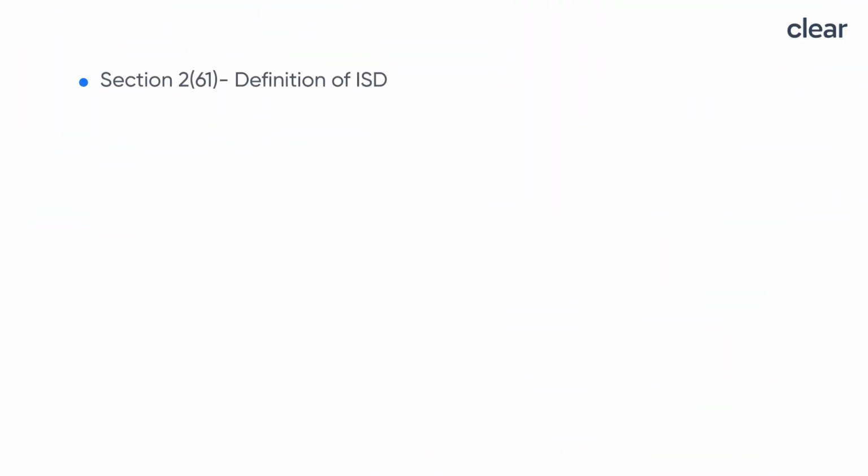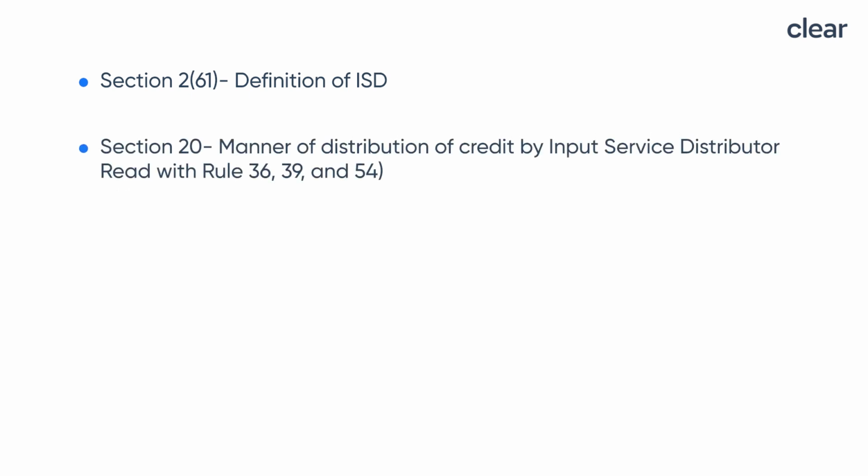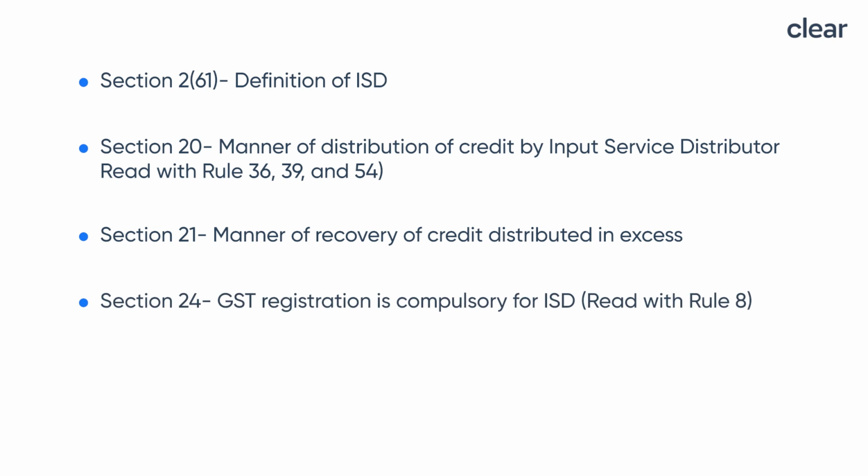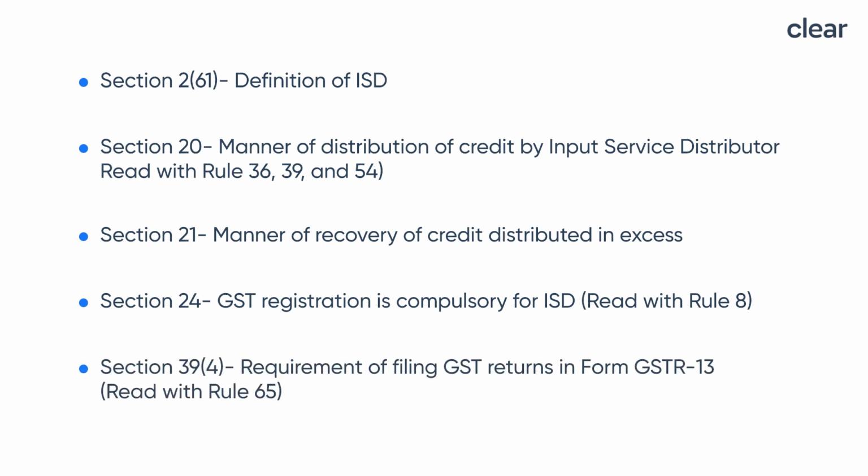Now that you know who is an input service distributor, let's check out the provisions of input service distributor as given by the GST law. Section 2, subsection 61 defines ISD. Section 20 covers manner of distribution of credit by input service distributor, read with rules 36, 39 and 54. Section 21 covers manner of recovery of credit distributed in excess. Section 24 covers GST registration, which is said to be mandatory for ISD, read with Rule 8. Section 39 subsection 4 covers requirement for filing GST returns in form GSTR 6, read with Rule 65.